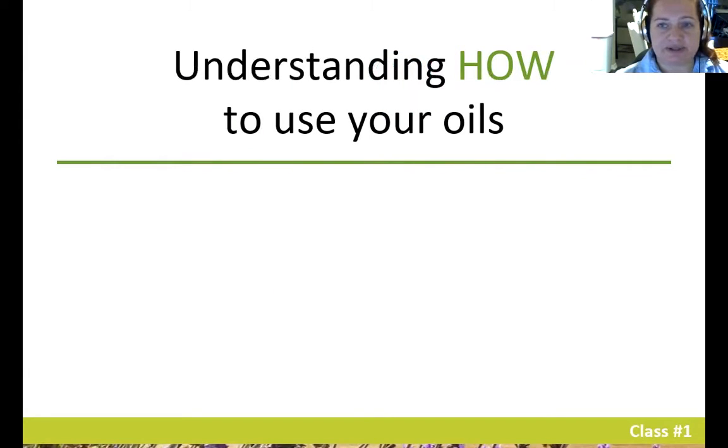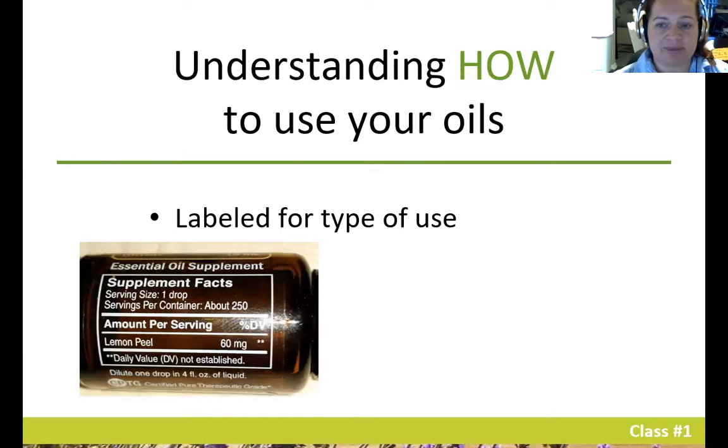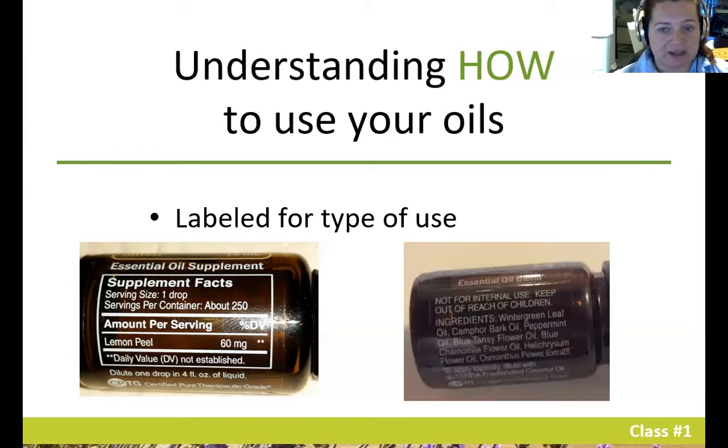Every doTERRA essential oil is also labeled for type of application, so it's easier for us to know how to use those oils by just picking up the bottle and looking at the back of it. Straight on the bottle, there is information for type of use. Certain oils have labels with supplement facts on them, like you would see on products in the grocery store, and those oils are recommended for internal use. The other oils have a list of ingredients, and those are recommended for aromatic or topical use only.